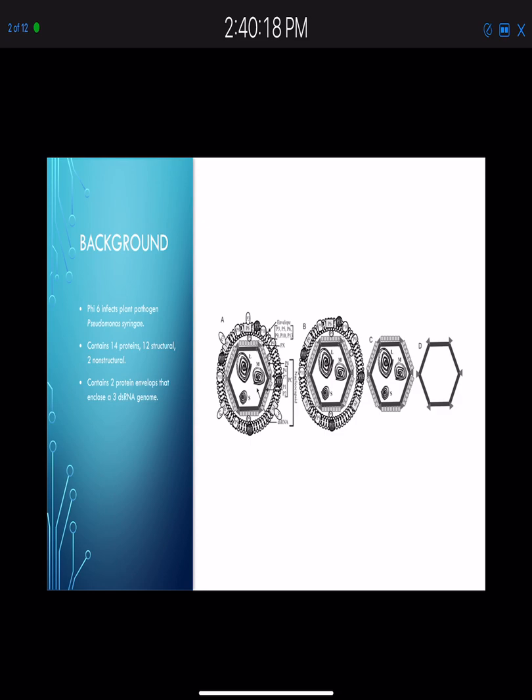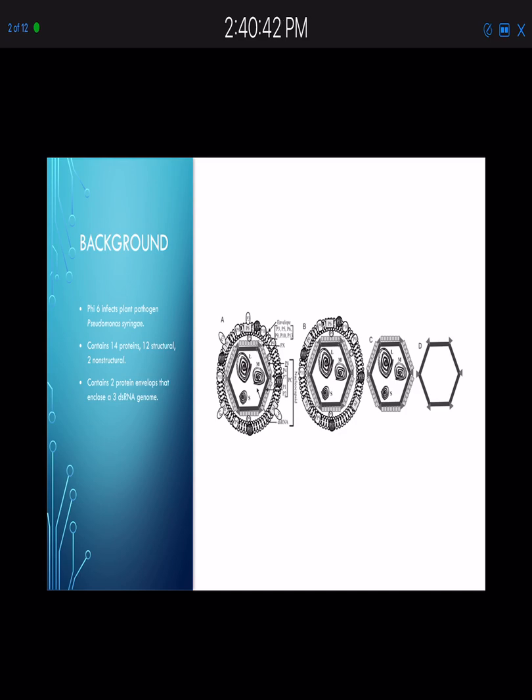A little bit of background information on our virus. Our virus, Phi-6, infects a known plant pathogen known as Pseudomonas syringae. Phi-6 contains 14 proteins, 12 structural proteins, and 2 non-structural proteins. A non-structural protein is a protein that is encoded by the virus but is not part of the virus itself. The 2 non-structural proteins in Phi-6 are known as P12 and P14.